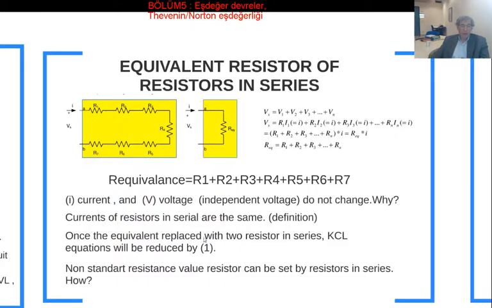Once the equivalent replaces two resistors in serial, KCL equations will be reduced by 1. Assume that these two resistors are connected in serial, and if you replace these two resistors R1, R2 with their equivalent, that is R1 plus R2, just one resistor, this node is going to disappear. So you're not going to write the current law equation for this node. So you reduce the Kirchhoff current law equations by 1.